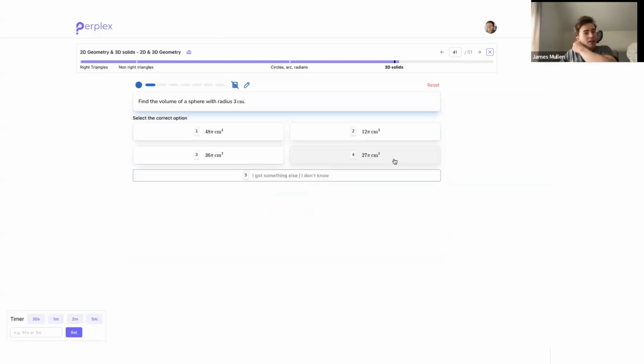Continuing. I want you to find the volume of a sphere with a radius of 3 centimeters. I'm going to give you like 30 seconds to do this. Okay, I think that's enough time.